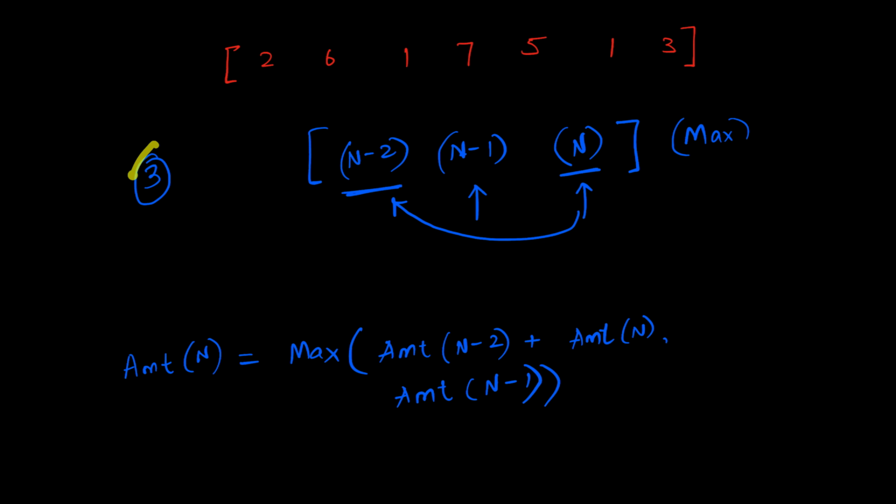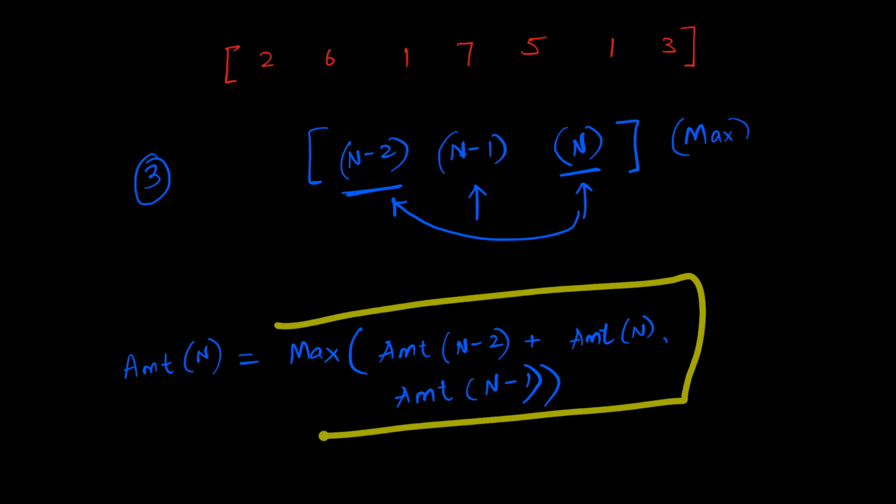Using this formula, we can easily determine the maximum amount we can rob across 3 homes. Using this logic, we can easily determine the maximum amount we can rob at each home and build on top of it as we traverse through the input array. Let's do a couple of dry runs to apply this formula to the input in front of us to understand it better.